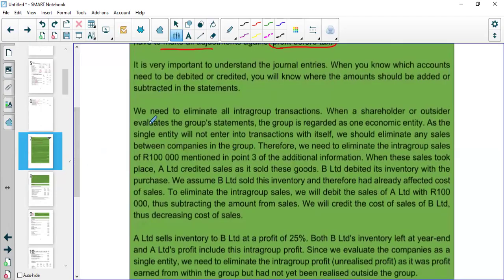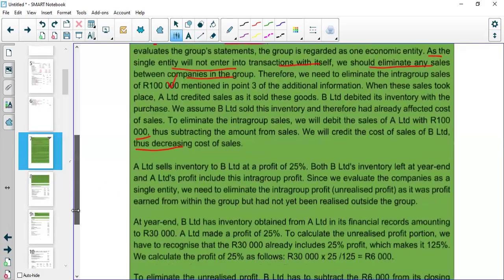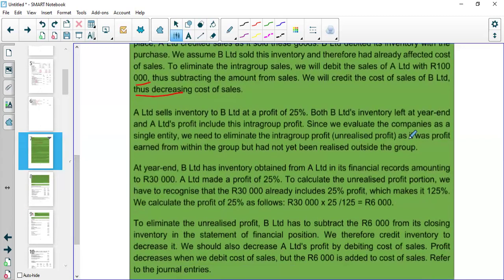Right. So we need to eliminate all intragroup transactions. As the single entity will not enter into transactions with itself, we should eliminate any sales between the group. So we'll eliminate 100,000. We also eliminate the cost of sales, 100,000 for the other guy. Right. I think I've explained everything here. I haven't left anything.